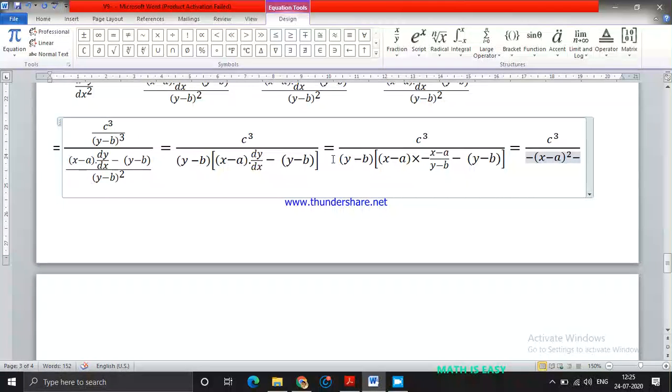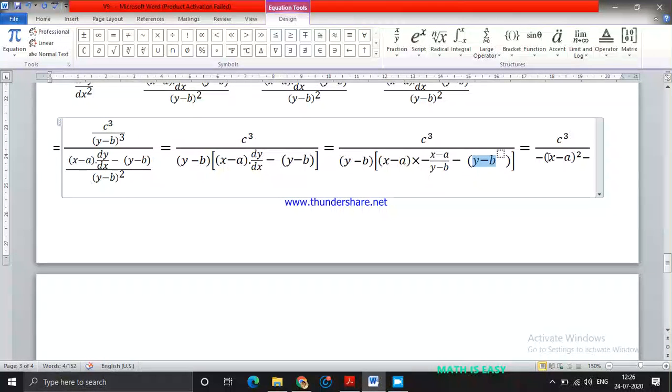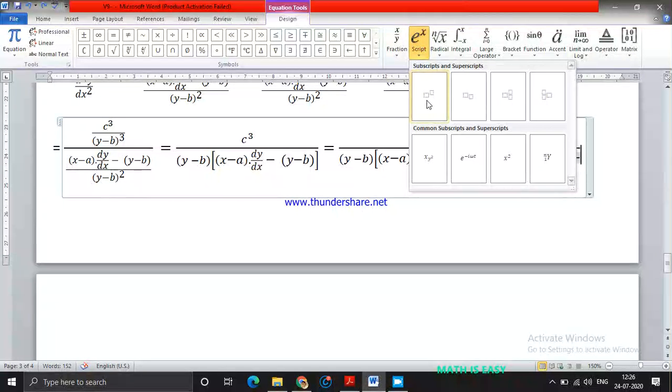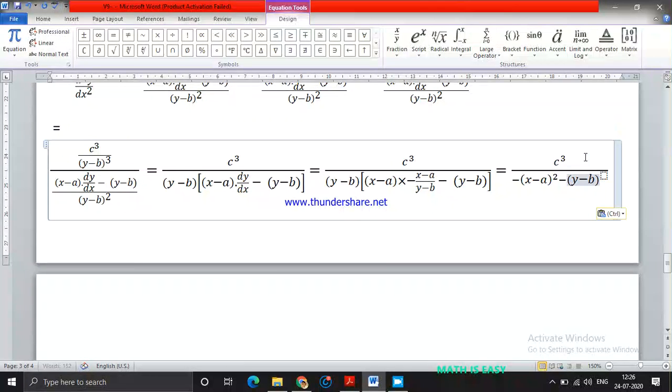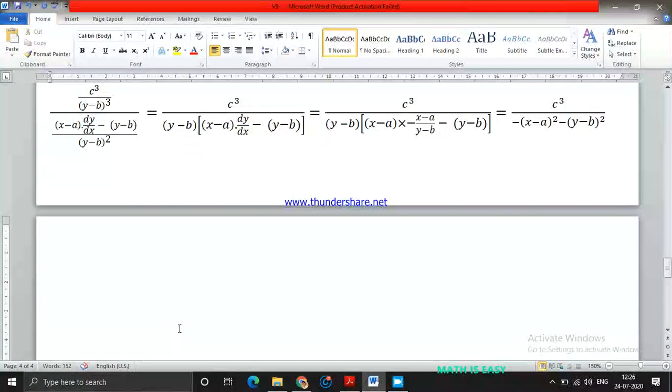Minus, again y minus b will multiply with this y minus b, it is going to be y minus b whole square. Agree? Sorry, here it will come y minus b whole square. Let me put the bracket, y minus b whole square. If I take y minus b whole square, minus common from both the terms in the denominator, what will you have?